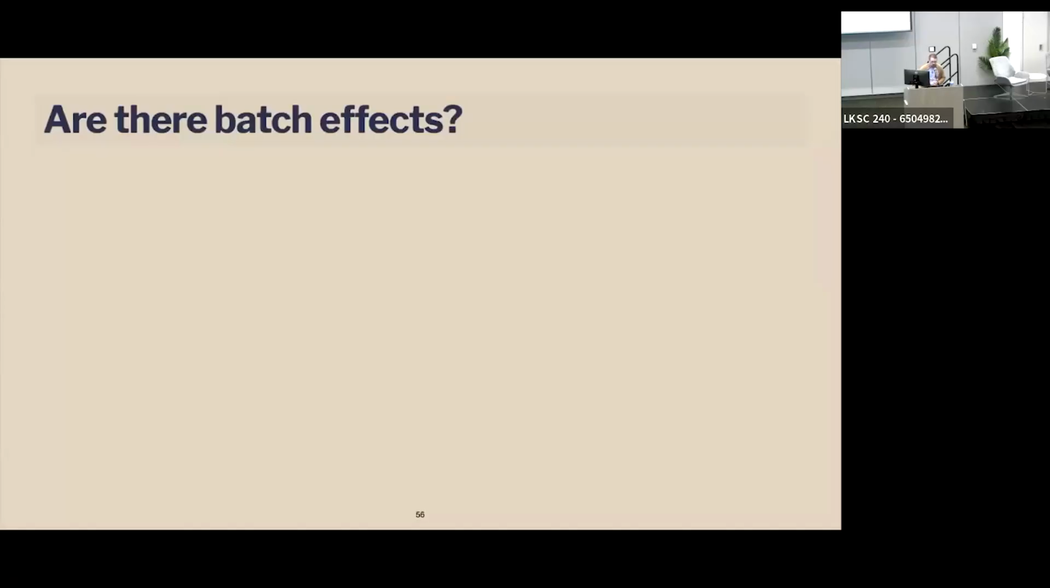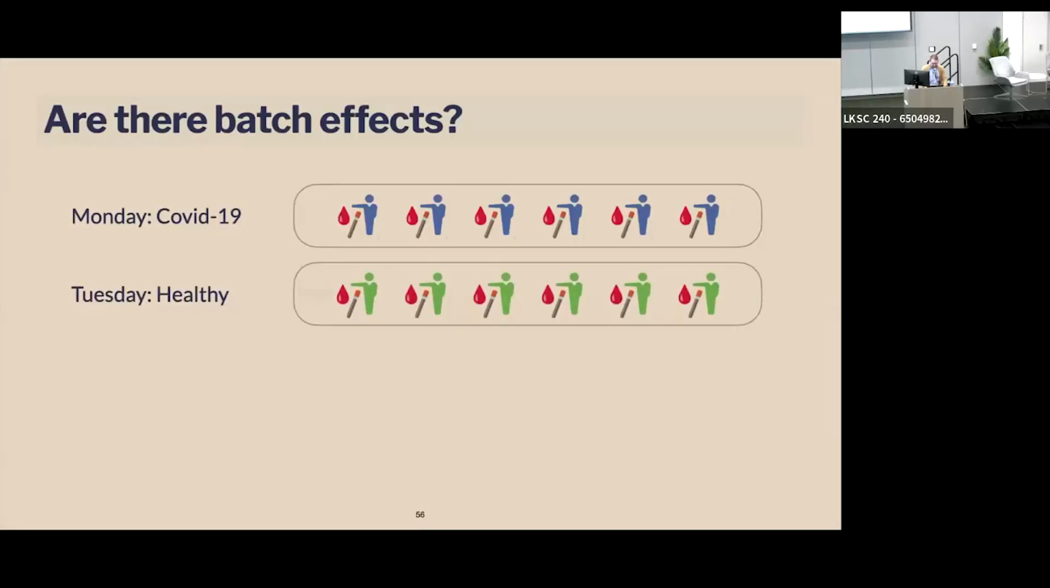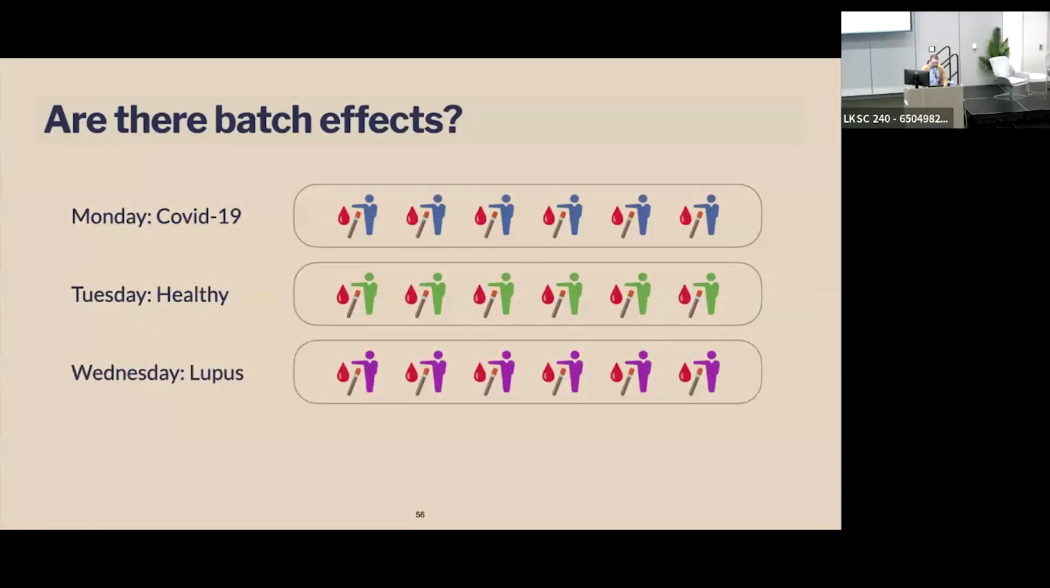So the first focus was on batch effects. This is the concern that what you're learning is not the disease biology, but rather a noise or technical signal from the way you process the samples in the lab. So here's a hypothetical extreme example of potential batch effects. Imagine you sequenced all of your COVID-19 patients on a Monday, all your healthy controls on a Tuesday, and all of your lupus patients on a Wednesday.